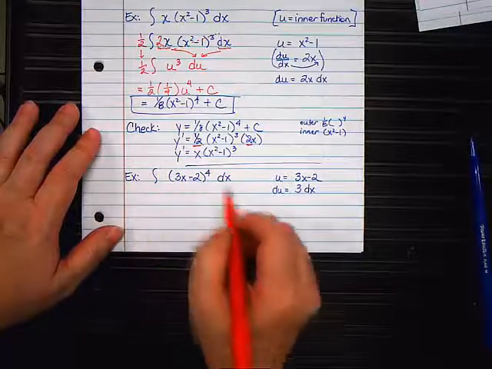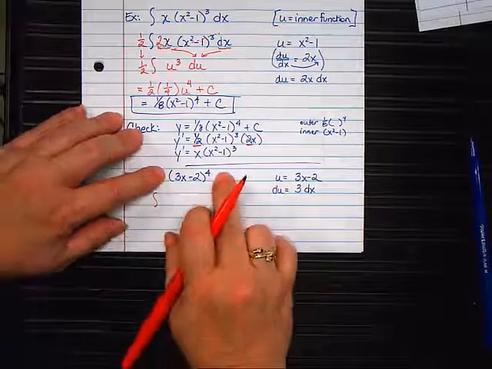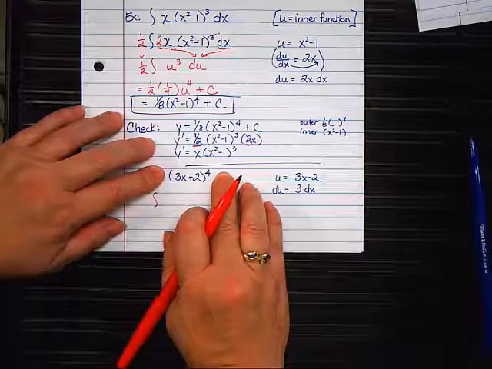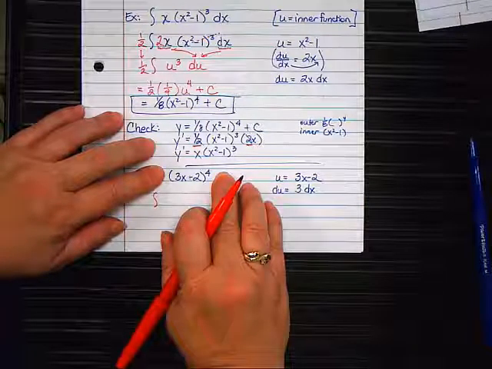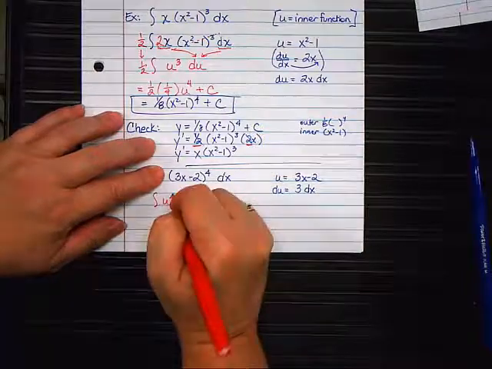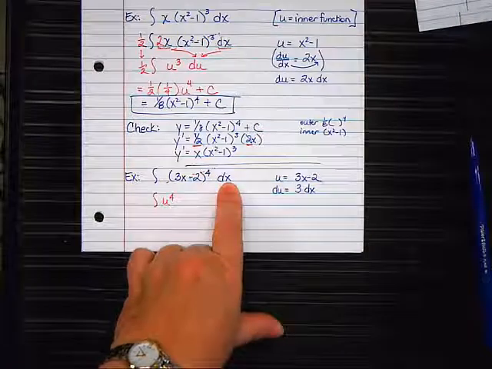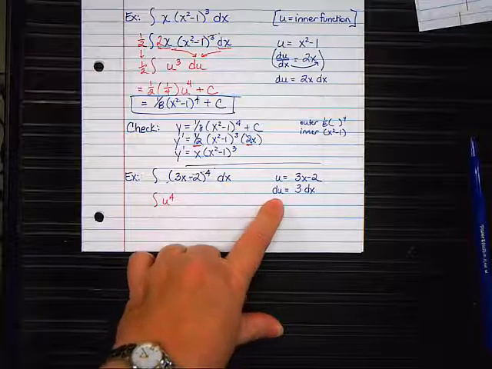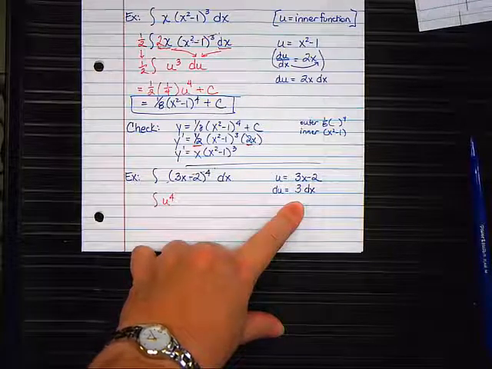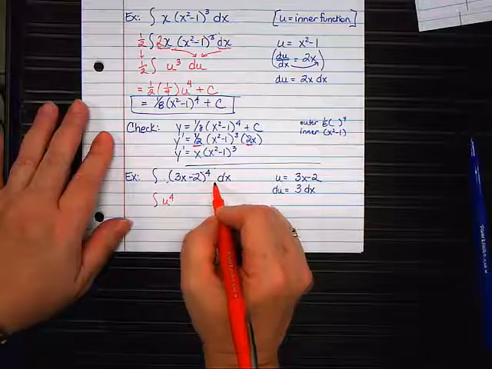All right, so now I'm going to write my integral symbol. I'm going to take the part that had the u in it, right here. How do I write this in terms of u? U to the fourth. Very simple. That takes care of that. Okay, all I have left is dx. But in order to change it to du, it needs a 3. So what am I going to do? I can put it here. I can put it back here. I don't care where I put it as long as it's in the integral somewhere.